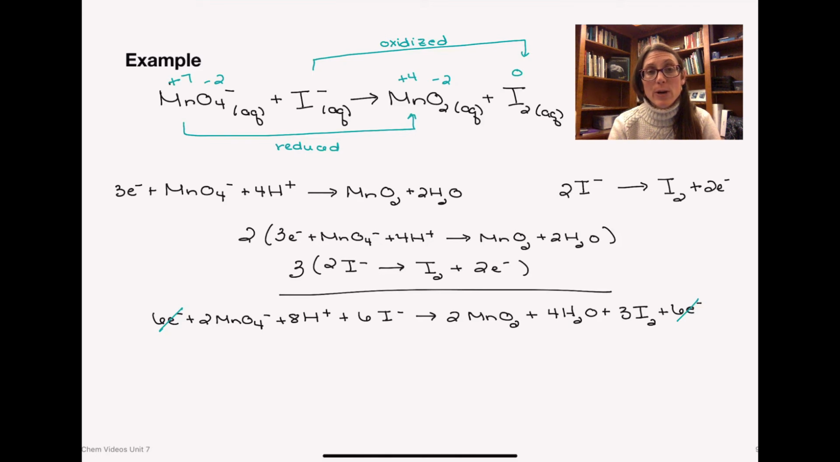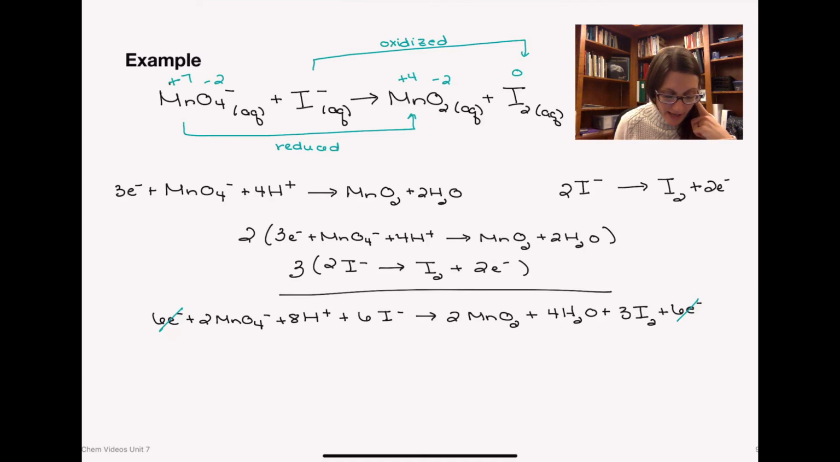Now here's where the base part comes in. If you look, we have 8 hydrogen ions on the left side of the equation. If you are in basic solution, you have more hydroxide than you have hydronium ions. So that's not realistic. What we're going to do is add, in this case, 8 hydroxides to the left side and the right side. You'll add the same number of hydroxides as you have hydrogen ions. And you have to add it to both sides of the equation so you don't mess up the balancing.